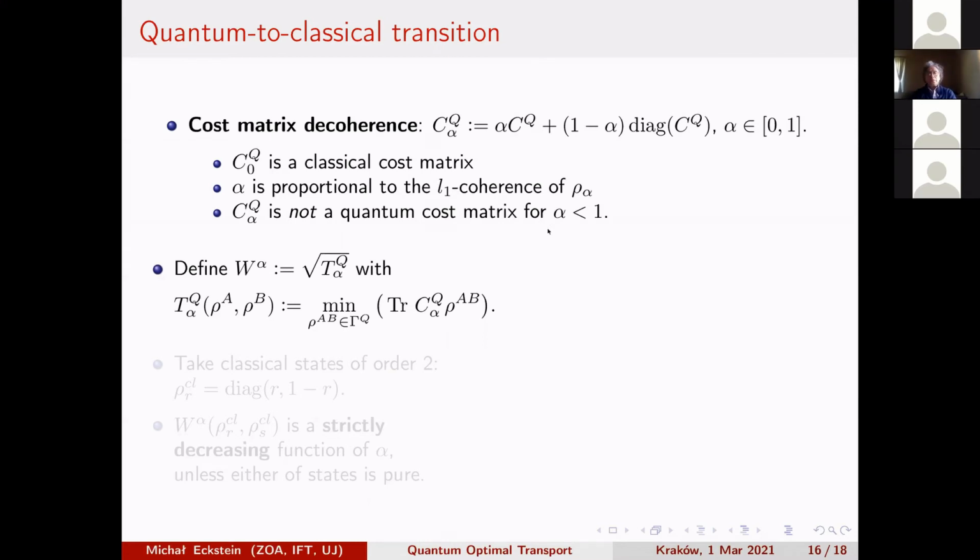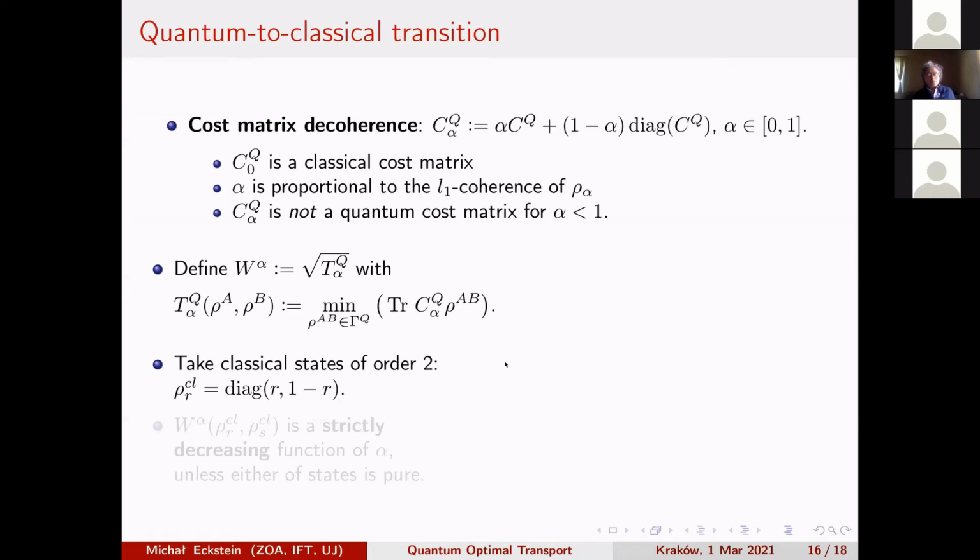Let me say that this is not a quantum cost matrix in the general sense. It's not obvious whether it gives a semi-distance, at least. But it is a matrix, so nothing stops you from considering this quantity. You just take this decohered quantum cost matrix, and again, you perform the optimization over all bipartite couplings. Then you can take a square root of it and call it W alpha. Now consider two classical states of order 2.